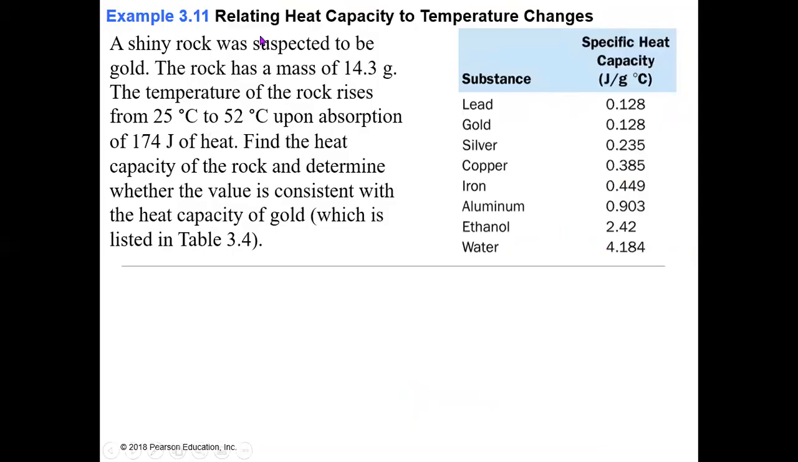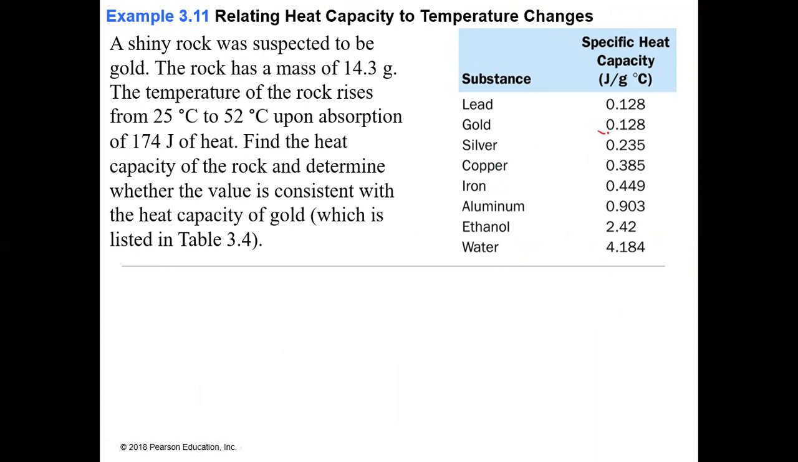Another example, relating heat capacity to temperature changes. A shiny rock was suspected to be gold. The rock has a mass of 14.3 grams. The temperature of the rock rises from 25 degrees Celsius to 52 degrees Celsius upon absorption of 174 joules of heat. Find the heat capacity of the rock and determine whether the value is consistent with the heat capacity of gold, which is listed in this table.